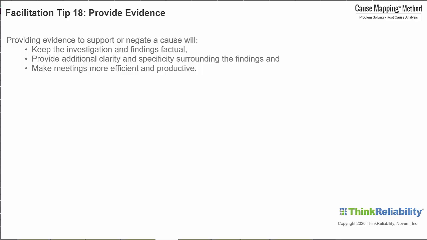And then lastly, I like to include evidence when I'm crossing a cause out. So if you've eliminated a cause from your cause map, don't delete it, simply cross it out, add the evidence to share with the unfamiliar reader why that was ruled out as a possible cause. So by providing evidence to support or negate a cause throughout your incident investigations, it will keep that investigation and the findings factual. It will provide additional clarity and specificity surrounding the findings, and it will also make the meetings more efficient and productive.